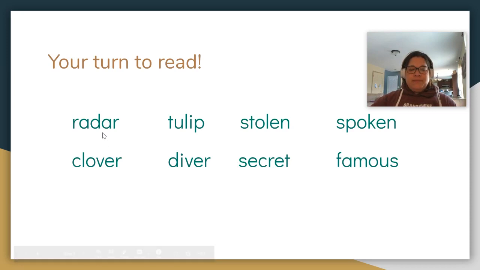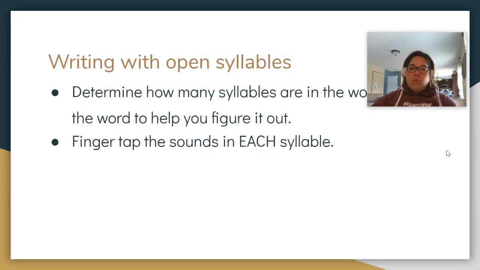Put the first word in your brain. Radar. Next word in your brain. Tulip. Next word in your brain. Stolen. Next word in your brain. Spoken. Next word in your brain. Clover. Next word in your brain. Diver. Next word in your brain. Secret. Next word in your brain. Famous. Good. Now we don't want to just read words with open syllables.